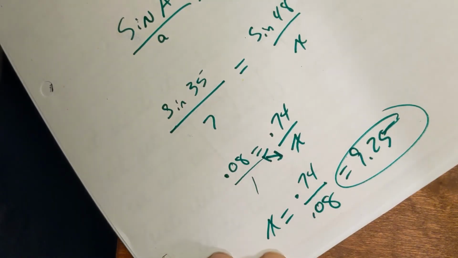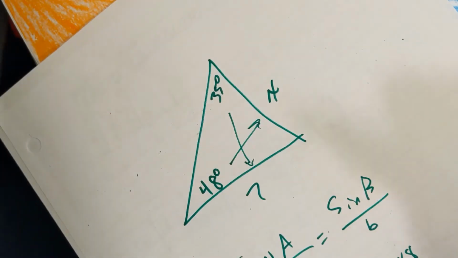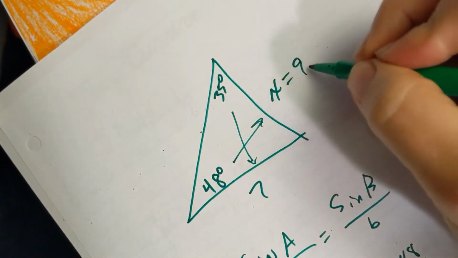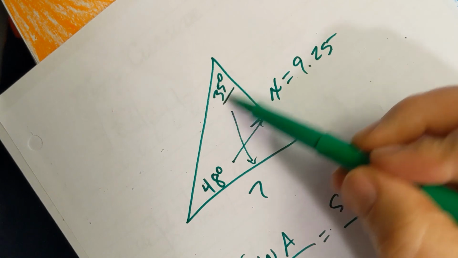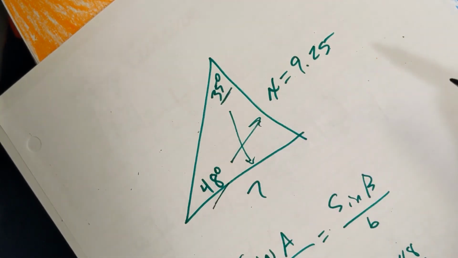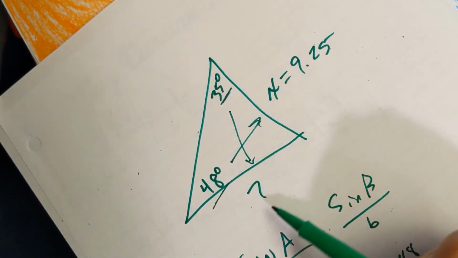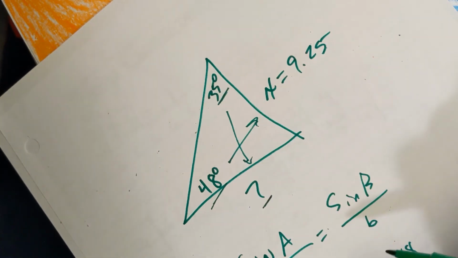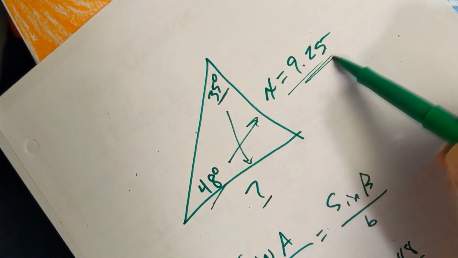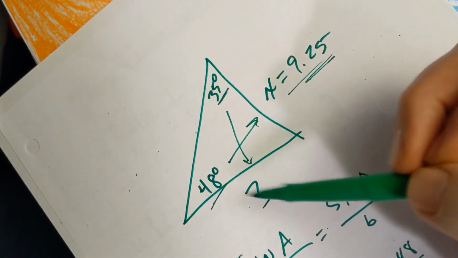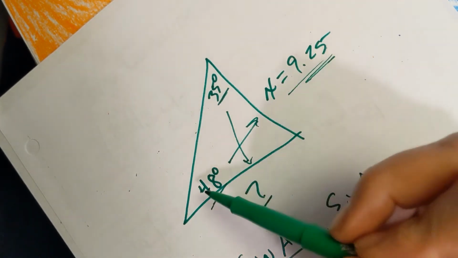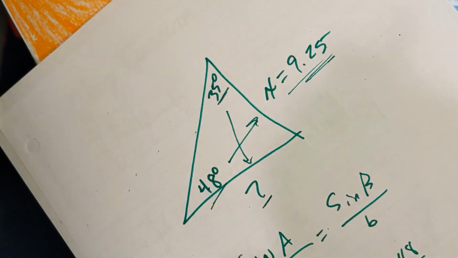Now, there is one way to check and make sure our answers make sense. I'm claiming that this is about 9.25. So the only thing you can really look at is, because 35 degrees is smaller than 48 degrees, the 7 across from the 35 should be smaller than 9.25 across from the 48. Smaller angle, smaller side, bigger angle, bigger side. Hopefully that helps. Hopefully that makes sense.